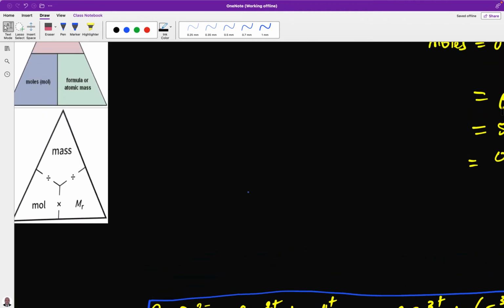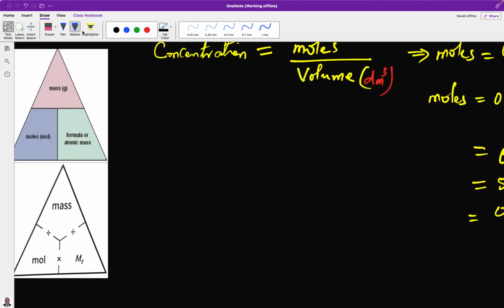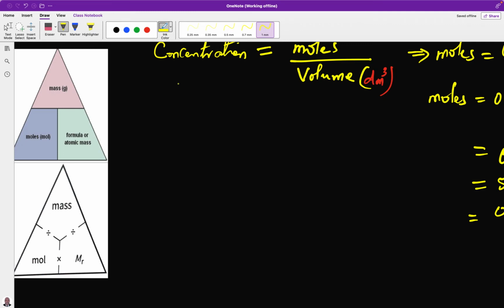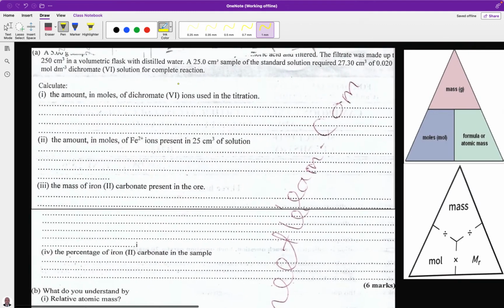Therefore, what do we do? Moles of dichromate, very simple. The moles of dichromate will be, from our redox equation, the moles of iron.